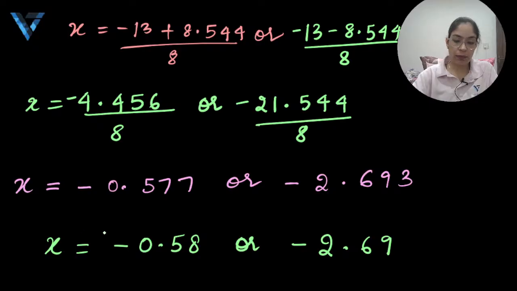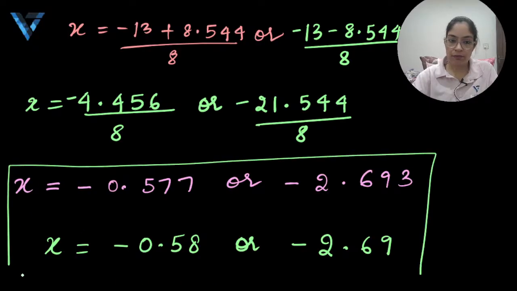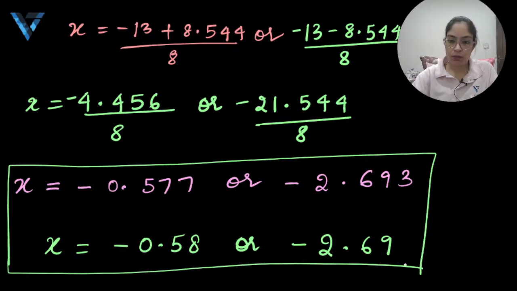So up to 2 decimal places we have to write our answer. All these values you have to write, and they will be considered our answer. I hope the answer is correct now.